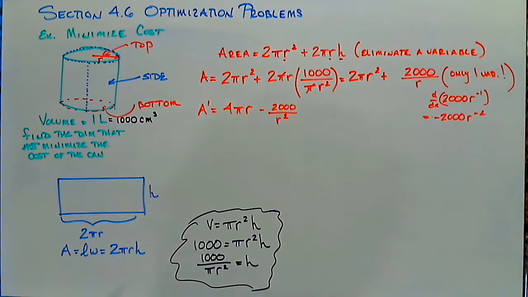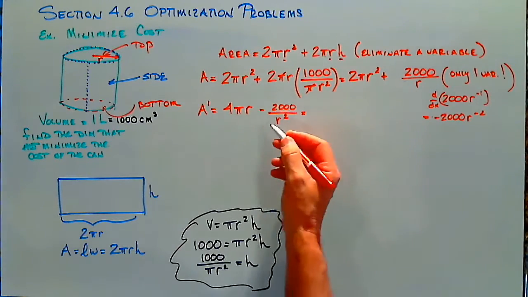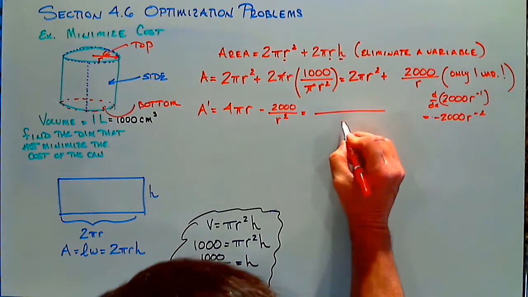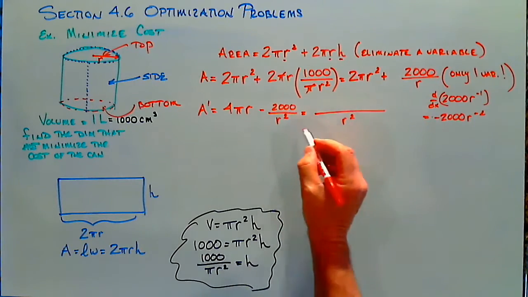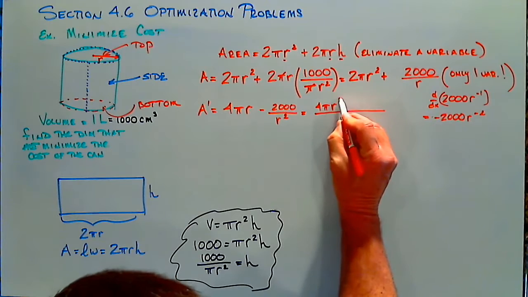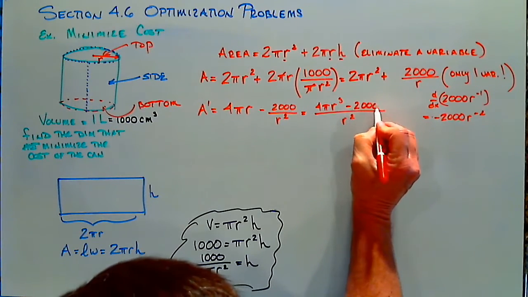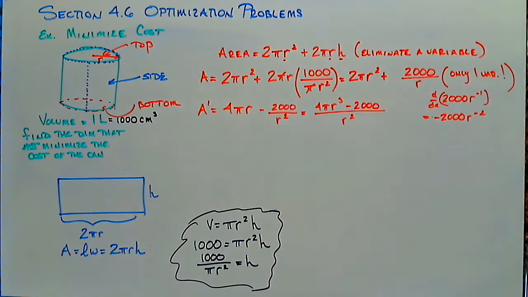Okay. Now we want to find out, our goal is to figure out when this equals 0 or fails to exist. So I'm going to go ahead and simplify this. We're going to get a common denominator here. The common denominator is going to be r squared. And if we do that, what do we get? We get 4 pi r cubed minus 2,000 all over r squared.